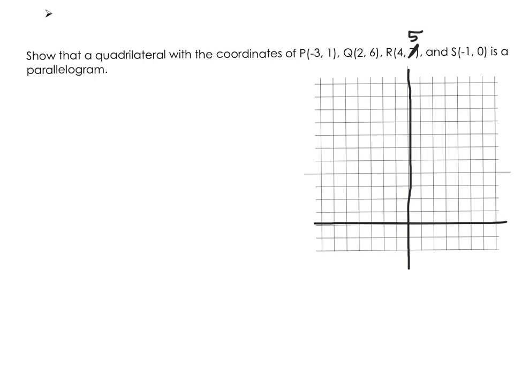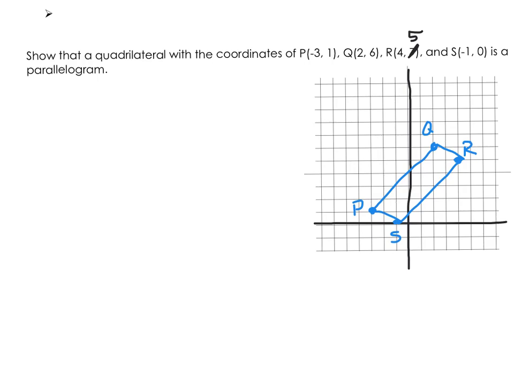So I'm just going to plot these 3 coordinates. I don't think you guys need any refresher on how to do that. And then I'm going to join them up to form a quadrilateral. And I'm looking at this thing, and it certainly looks like a parallelogram. But how do we prove that?